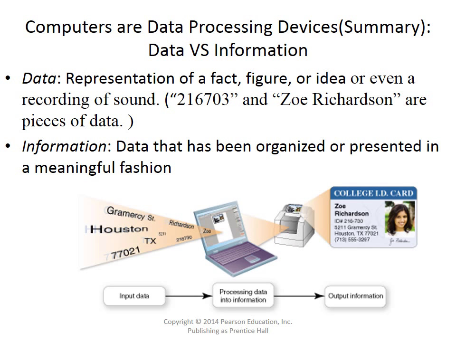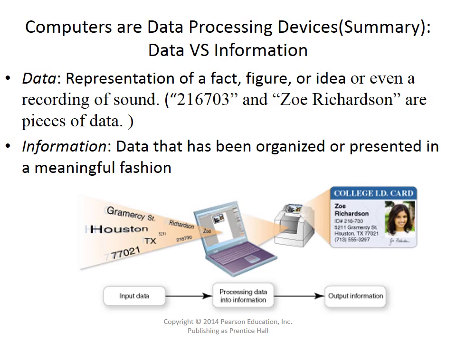Now let's talk about the four functions of computer to relate to IT, information technology. The four functions of computer are input, processing, output, and storage. We input data and use computer to produce information. Computers are data processing devices. Data is a representation of a fact, figure, or idea. Information is data that has been organized or presented in a meaningful fashion.